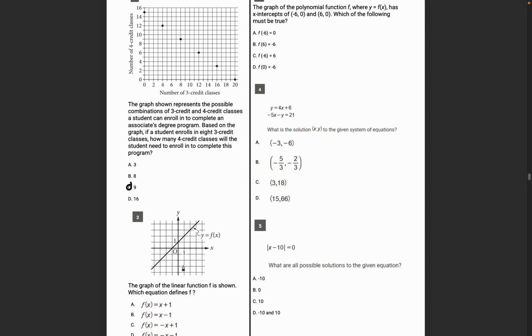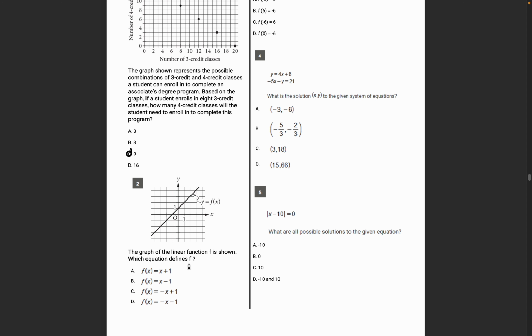So let's see. The graph of the linear function f is shown. Which equation defines f? So we've got to have a y-intercept of 1 and a slope of 1, because every unit up we go, we go one horizontally. Any unit we go vertically, we go horizontally as well. So it's x plus 1.